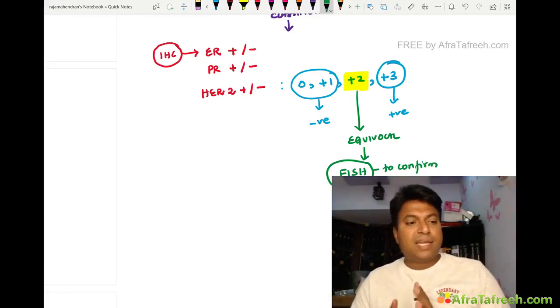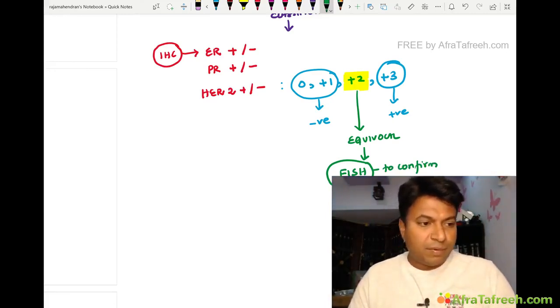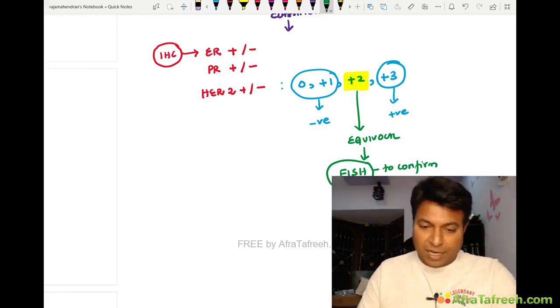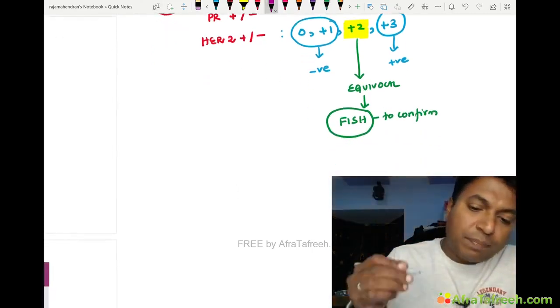Now I have done the 3 tumor markers. Very good, Simran, very good, Jack. That is 2 and above. For +2 we have to do FISH and confirm it. Now we have to confirm the types.